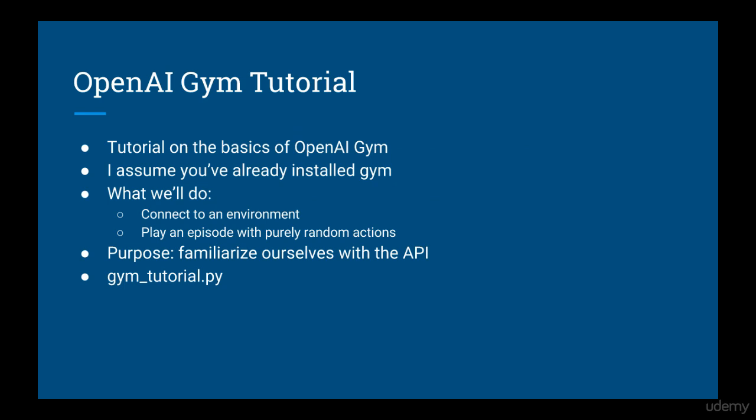In this lecture, we are going to do a tutorial on the basics of OpenAI Gym. At this point, I'm assuming you've already installed it using the instructions from the Where to Get the Code lecture. What we're going to do in this lecture is connect to an environment and play an episode using just random actions. There won't be any learning in this lecture because all we want to do is familiarize ourselves with the API and figure out where all the stuff we need to do learning, like states, actions, and rewards, can be found. If you want to see this code all at once, the relevant file in the course repo is gymtutorial.py.